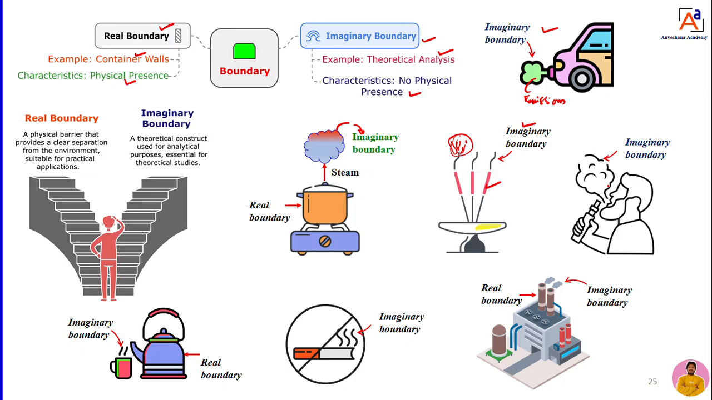You can take another example, students: some people use a cigarette, cigar or something else, and the smoke is coming out. That smoke is separated by atmospheric air. We can imagine there is smoke and it is surrounded by a layer. That layer we can call an imaginary boundary. Okay, fine.